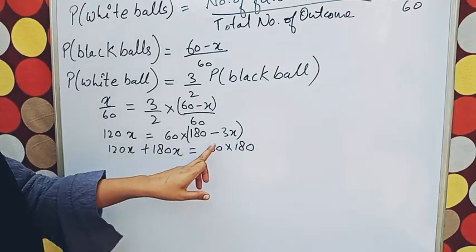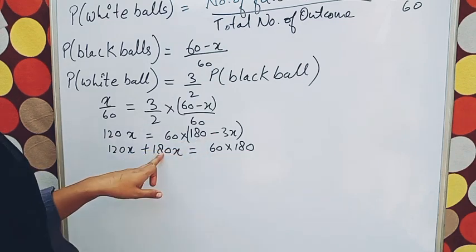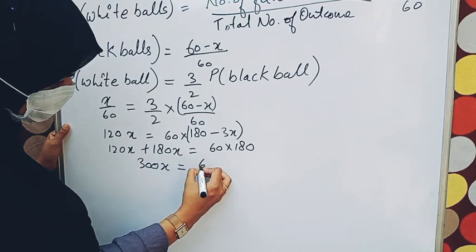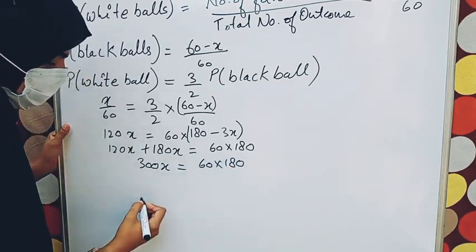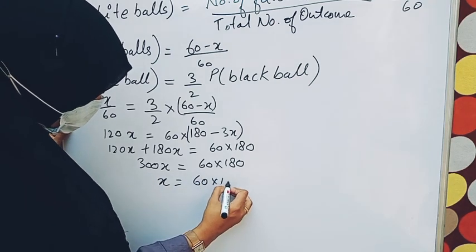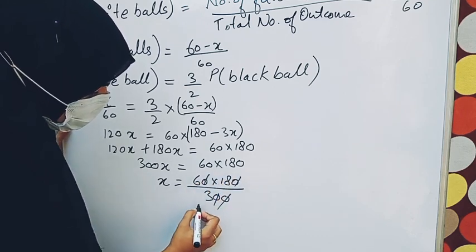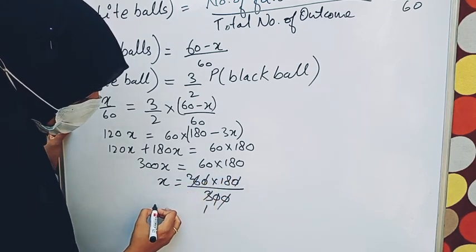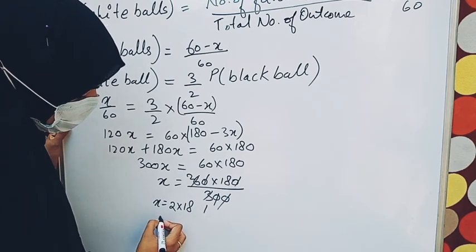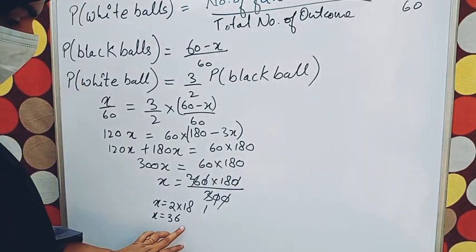I hope you got it. This will be multiplied by this, it will give 180 and it will be minus. It will shift to this side and become positive. So we can say 300x equals 60 into 180. Instead of multiplying it, I will solve it here only. x equals 60 into 180 upon 300. Cancel the zeros. 3 ones are 3, 3 twos are 6, and we all know 2 into 18 gives 36. The value of x has come.